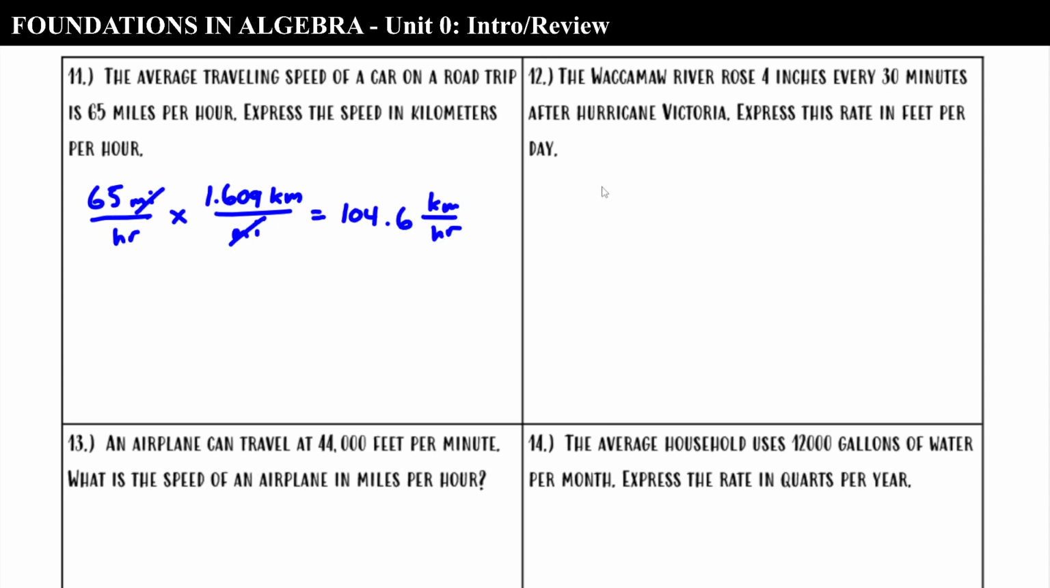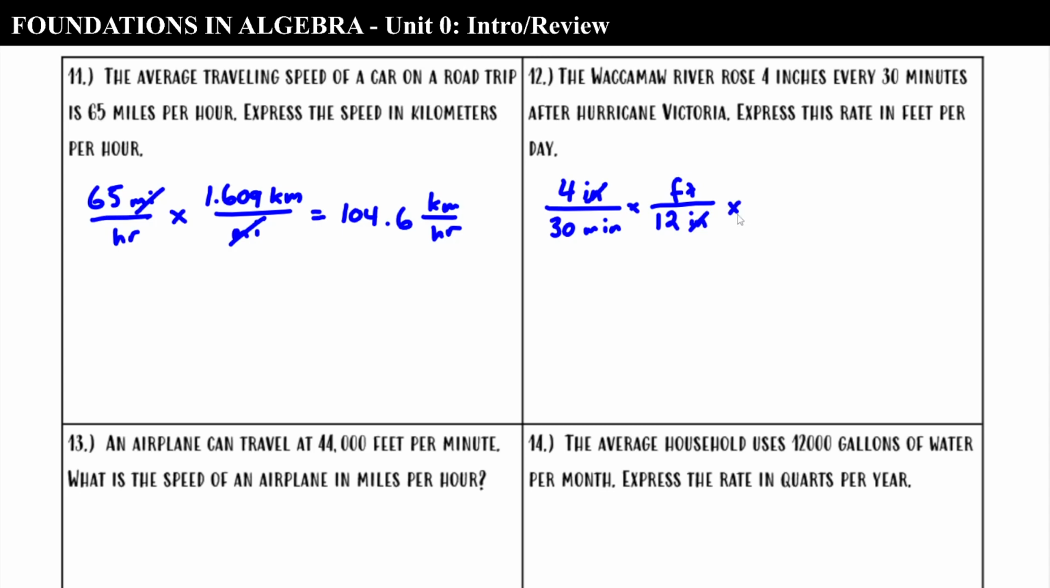The Waccamaw River rose 4 inches every 30 minutes after Hurricane Victoria. Express this rate in feet per day. So the river rises 4 inches in 30 minutes, and we want to do this in feet per day. Let's convert our inches to feet. There are 12 inches in a foot, so that gives us that conversion.